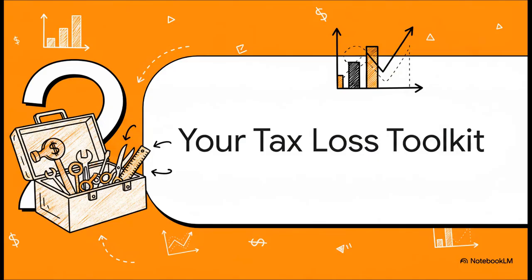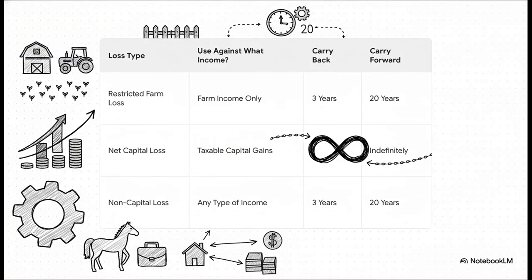So, how exactly do you make those strategic adjustments to your taxable income? Well, you need the right tools for the job, and that's exactly what tax losses are. Think of them as a set of specialized instruments in your financial toolkit, each one designed for a very specific purpose. And here are the three main tools in that kit. First up, you've got your restricted farm loss. Now this one is highly specialized. It's a precision tool that you can only use against farm income. Simple as that. Then you have your net capital loss. Again, pretty specific. This one can only be used to knock down your taxable capital gains.